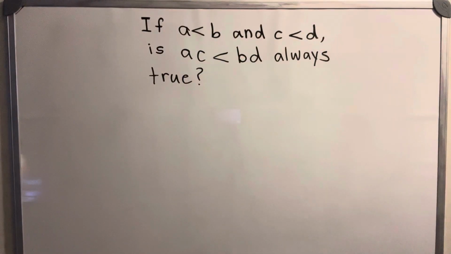This question says, if A is less than B and C is less than D, is A times C less than B times D always true? Think about this. Why don't you draw a number line? You could, and try different combinations. What properties of multiplication and numbers could you use to come up with a situation where this isn't true? Remember, to disprove something, all you need is a single example.